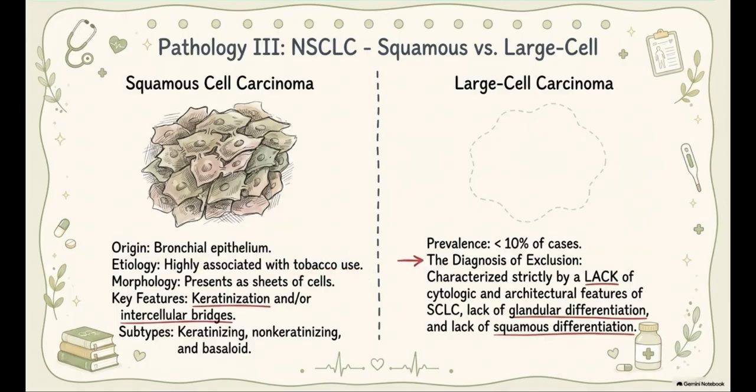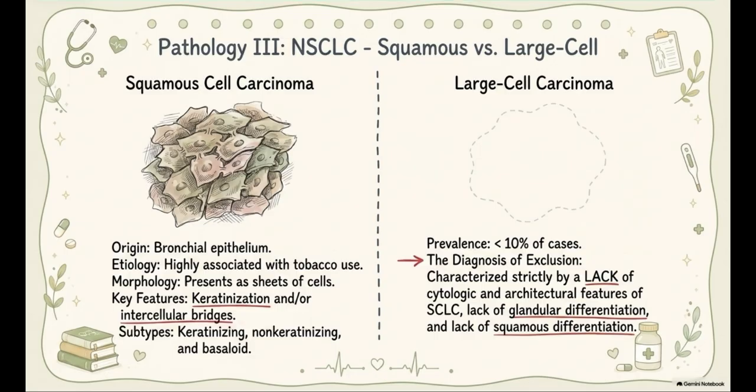Its physical shape or morphology is distinct. It presents as continuous, flat sheets of cells. Pathologists look for 2 key identifying features. First, the production of a tough protein called keratin. Second, they look for tiny intercellular bridges. These literally connect the cells together.